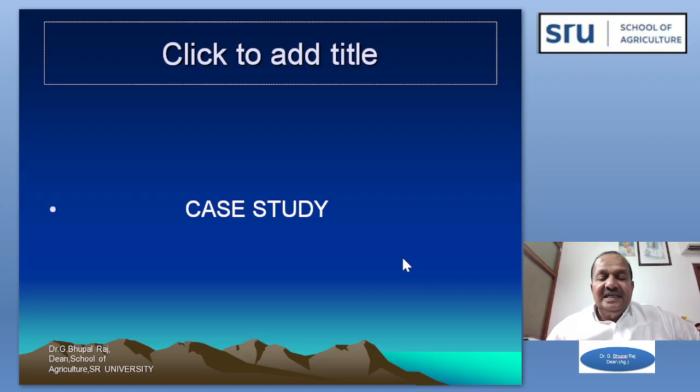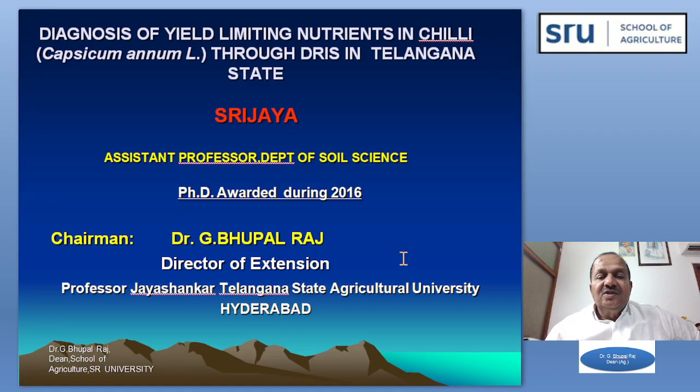So one case study I will show with examples. This is the diagnosis of yield limiting nutrients in chili crop. This experiment was taken by one of the PhD scholars who worked under me at Professor Jayashankar Telangana State Agriculture University. Sri Jayasee was an assistant professor; he is now an associate professor in the university.